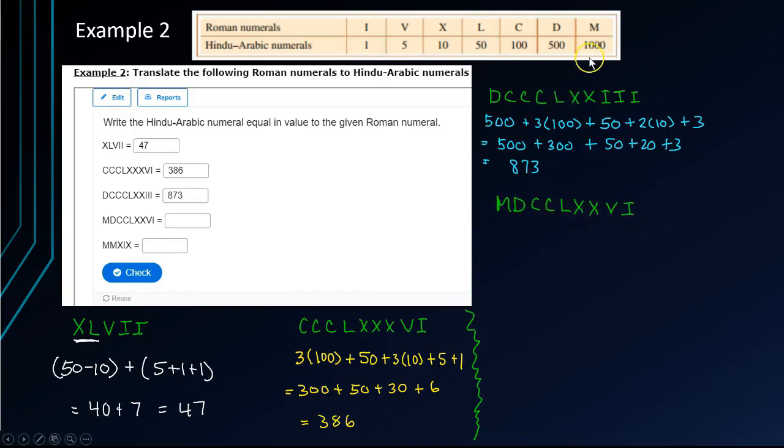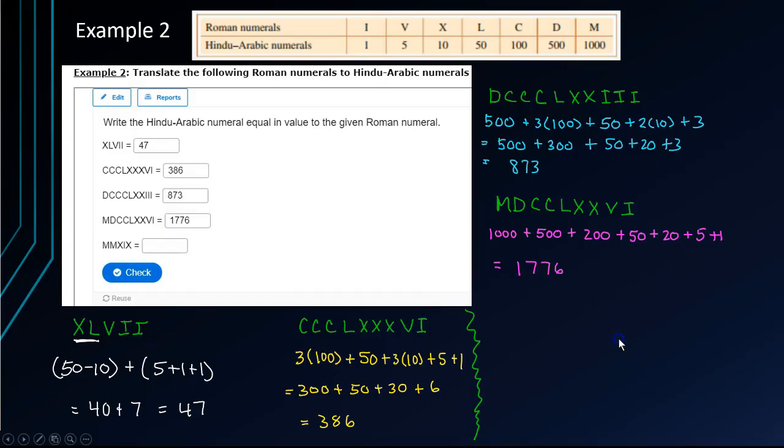MDCCLXXVI. Again, as I go from here, I'm going in descending order. There are no values that come out of order as far as going from highest to lowest value. So again, there's no subtraction. So I have 1,000 plus 500 plus 2 100s, which is 200, plus a 50, plus 2 10s, which is 20, plus a 5, plus a 1, which is 1,776.